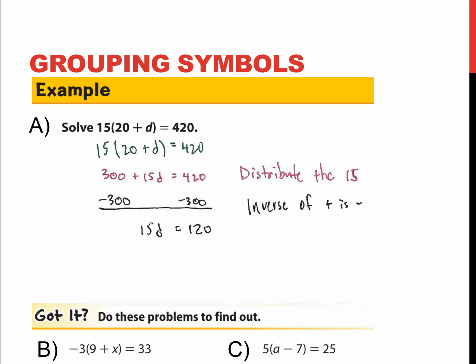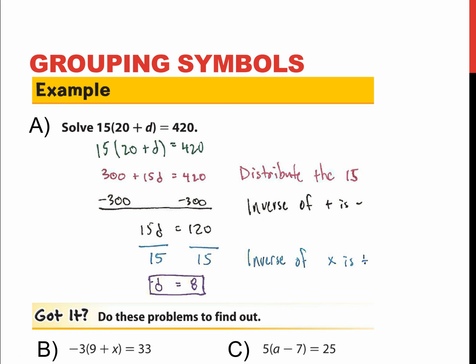The inverse of a positive is a negative, so I subtract 300 from both sides, leaving me with 15d is equal to 120. And the inverse of multiplication is division. I divide both sides by 15. d is equal to 8. Okay, so this is the example that will guide us for B and for C. So I'm going to read B and C to you and go ahead and pause the video and solve them. I'll be here when you get back.